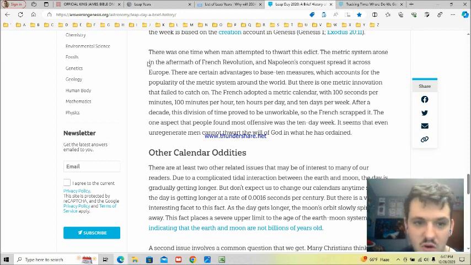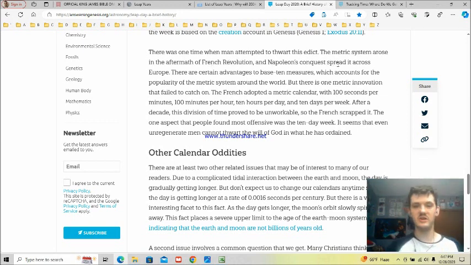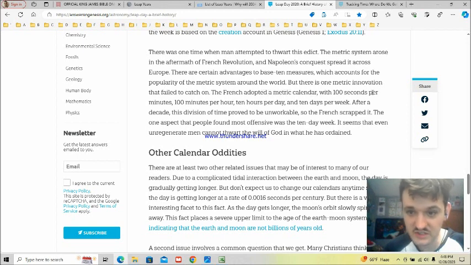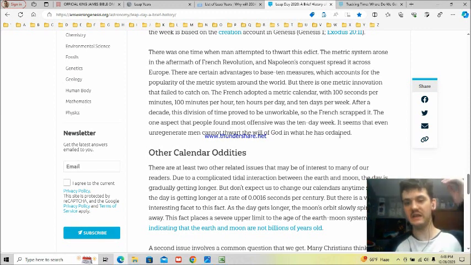The metric system arose in the aftermath of the French Revolution. Napoleon's conquest spread across Europe, and the basic information of the system caught on. But the French adopted the metric calendar, 100 minutes per hour, 10 hours a day, and 10 days per week. The French described it as the most offensive, the 10-day week, and most even cannot thwart the will of God and what He has ordained.